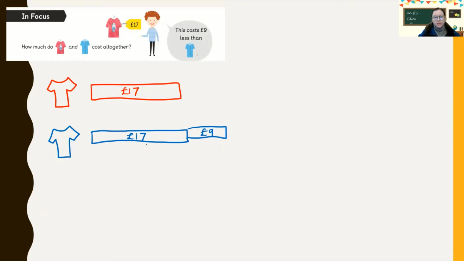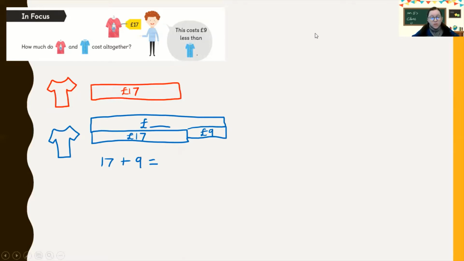So how do we find the total cost of that blue shirt? What do we need to do to those numbers? We need to add them together to find our whole number. You might be able to do that in your head because 9 is not such a big number to add, or you might want to use the column method. It's up to you, but that is how we find our answer to how much the blue shirt costs.